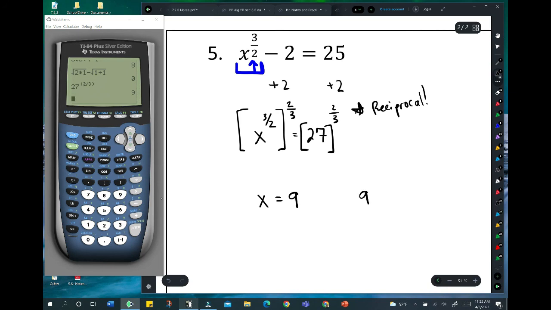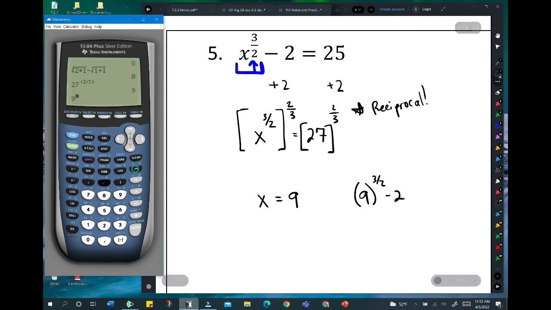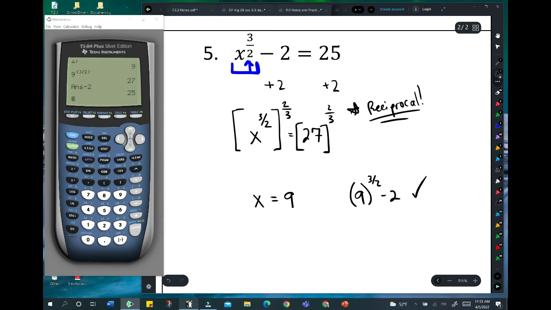Again, you can check that by using your calculator. 9 to the 3 halves minus 2. Well, 9 to the 3 halves is 27. Minus 2 is going to be 25. So reciprocal powers if you have it like that.